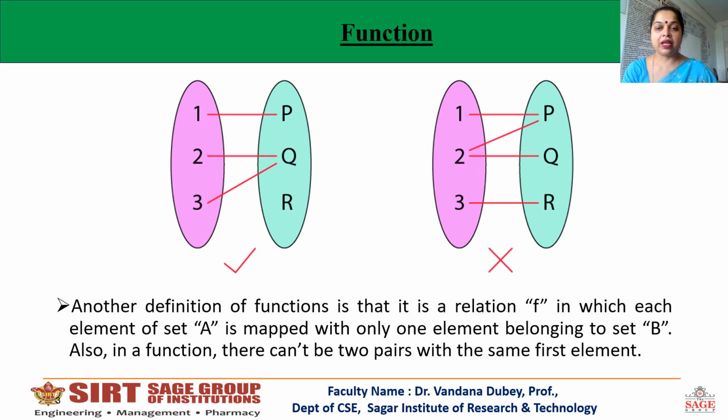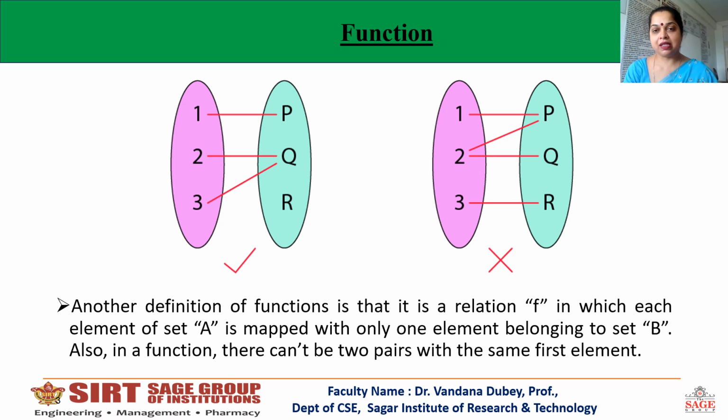Now two types of mapping, or you can say two types of functions, are shown here. In the first diagram, the elements of set A, those are 1, 2 and 3, have one image each in set B. For element 1, the image is P. For element 2, the image is Q. Element 3 has image Q as well.